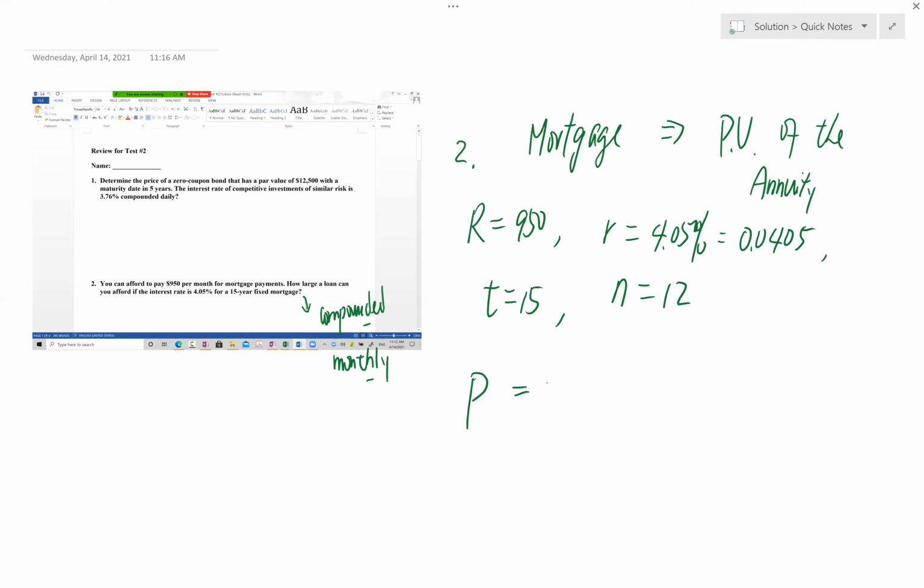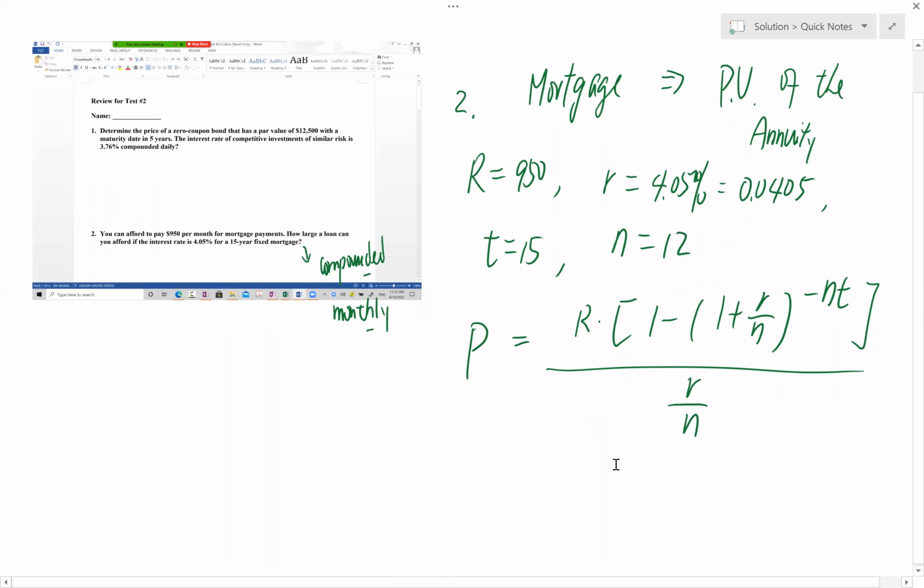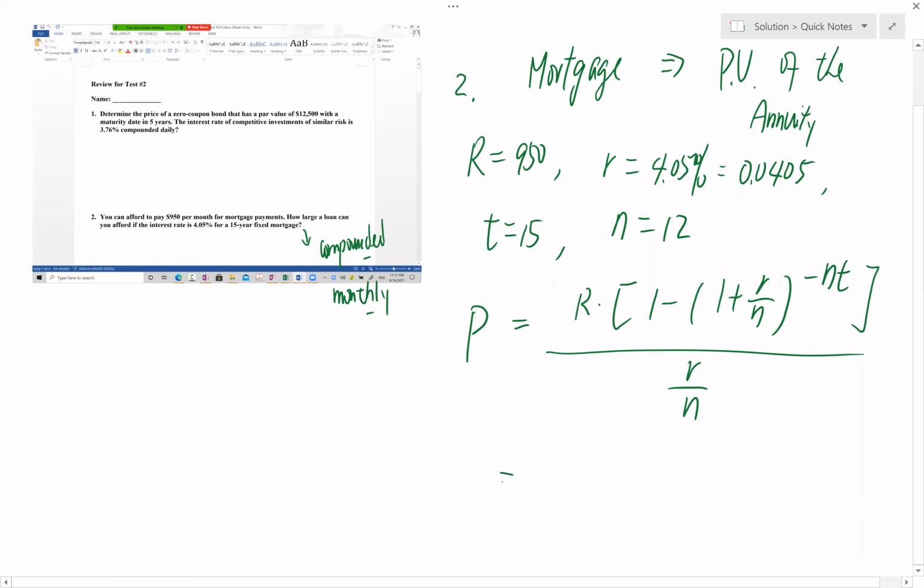Present value equals present value of annuity equals regular payment times 1 minus 1 plus R over N raised to negative NT, right? The exponent is negative, and we divide by R over N. Next step, we're just going to throw all the numbers into the formula. Okay, regular payment 950.